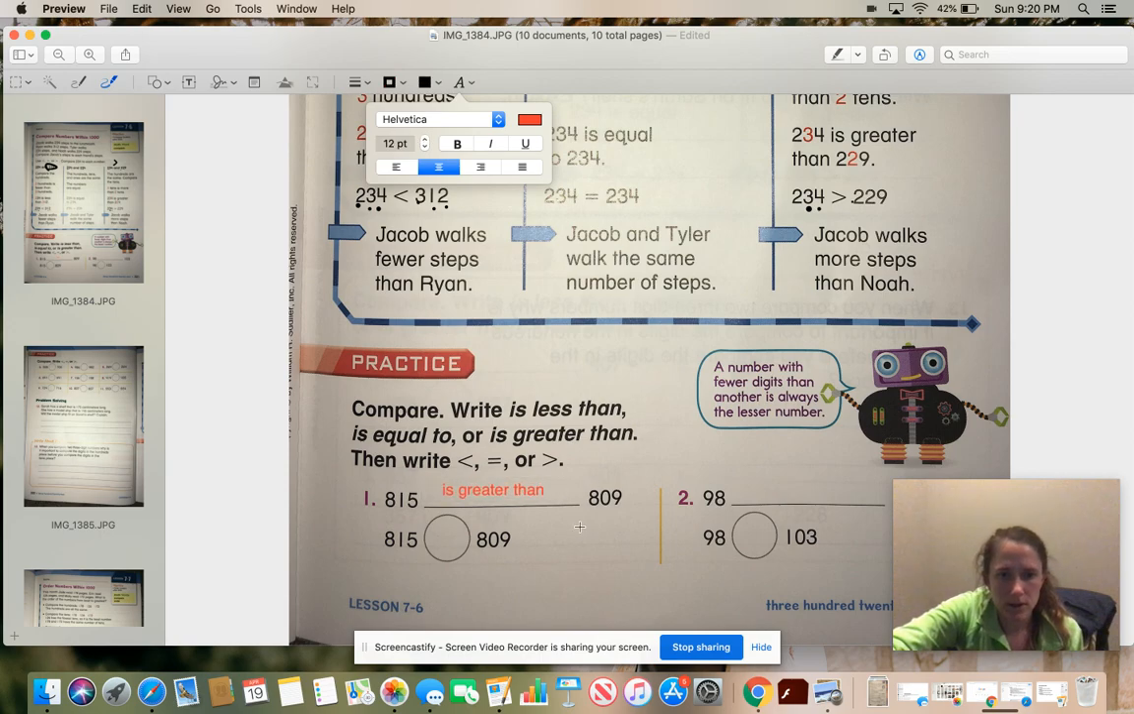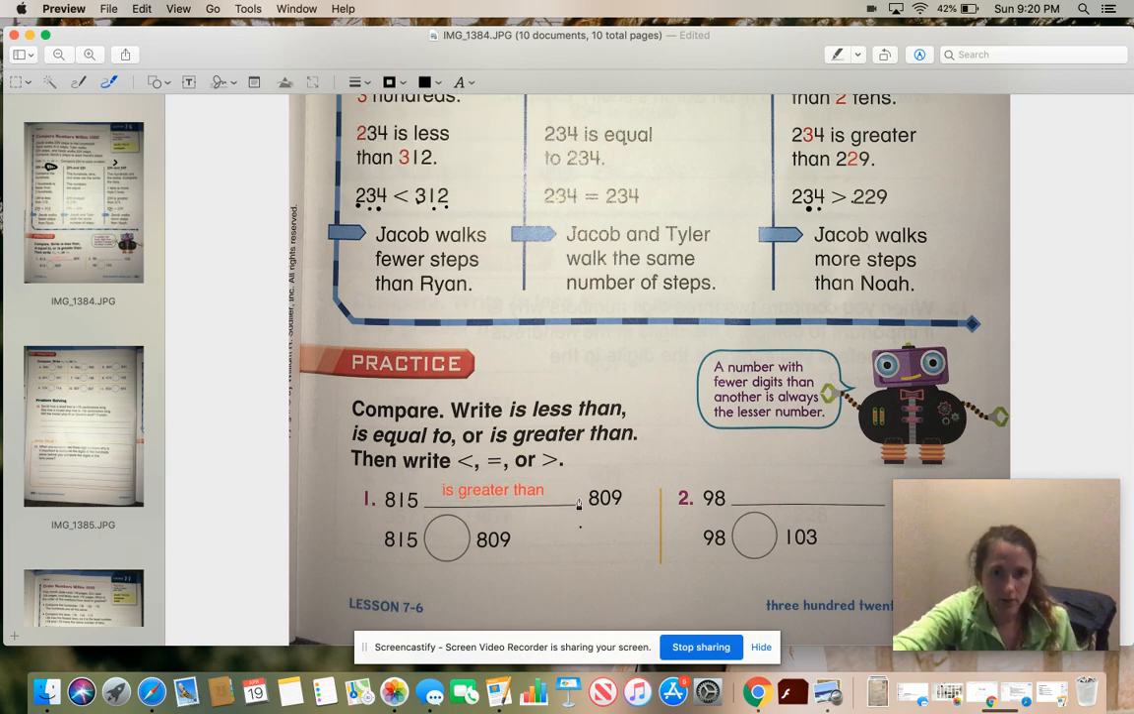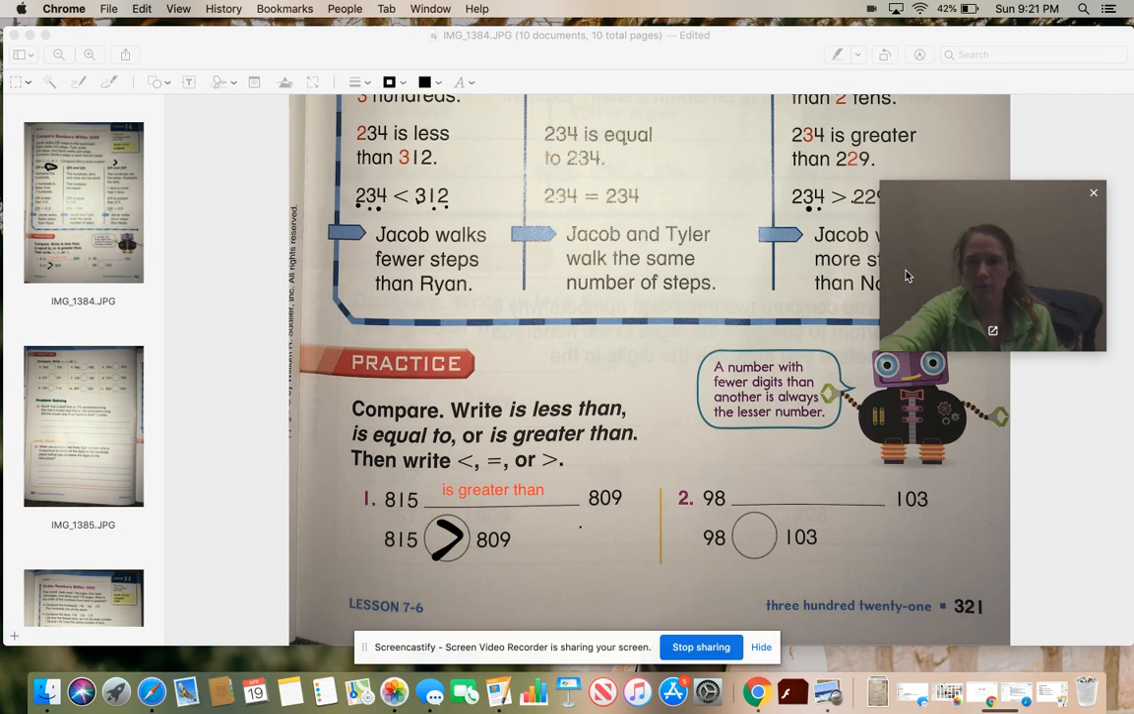So 815 is greater than 809. And then I would go ahead and write my sign right here. That alligator mouth is open to the bigger number. So that would read 815 is greater than 809. Let's go to the next one. Let me move my picture.